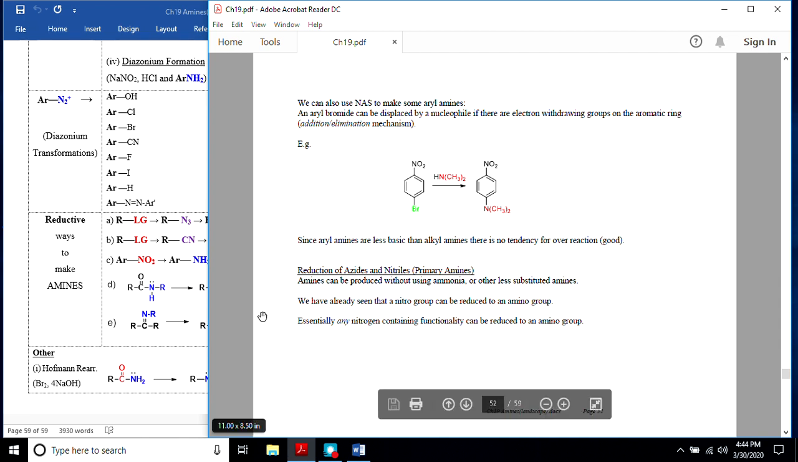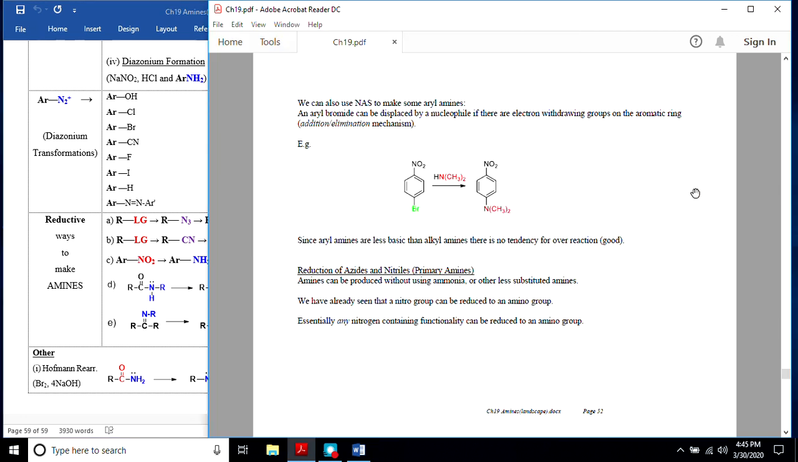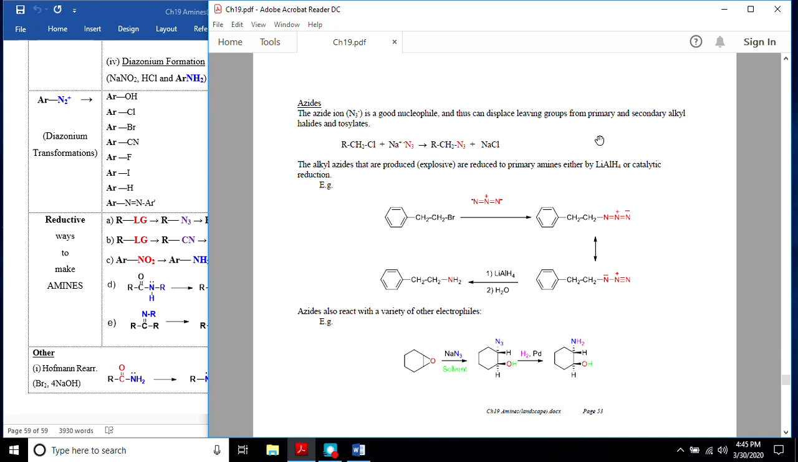That then brings us, so we've done C, D, and E. That just then leaves us B and A. So both of these are related in that we're going to introduce our nitrogen as a nucleophile. So the azide ion, which is N3 minus, you get it in ionic salts, for example. This is sodium azide. That's a good nucleophile. So that N3 minus can be used as a nucleophile to displace some leaving group. So for example, this bromine.